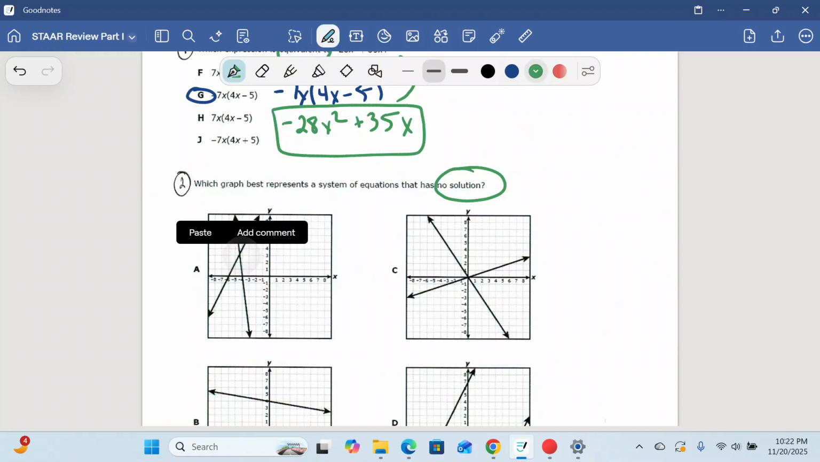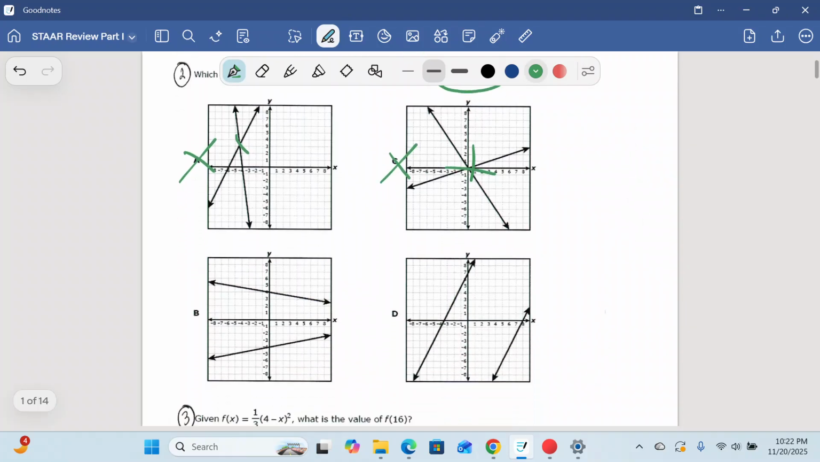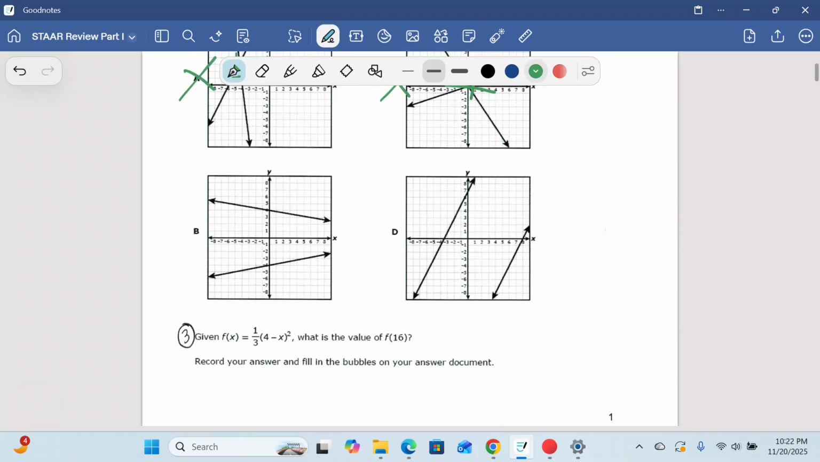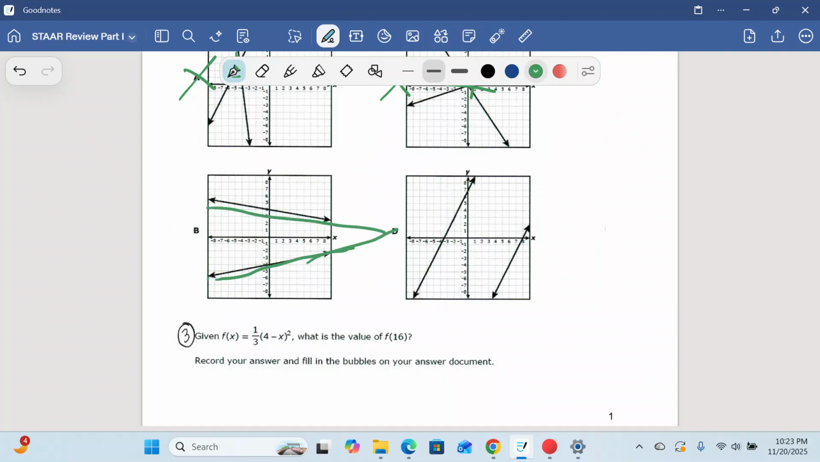Automatically, I can eliminate A because guess what? It crosses right here at this point. So this one is not a right answer. C I can eliminate because it crosses, and this one is not a right answer. So I'm down to B and D. As you can see, both of them do not cross, but if you look at this letter B, eventually they're going to cross off the paper. So I can eliminate B.